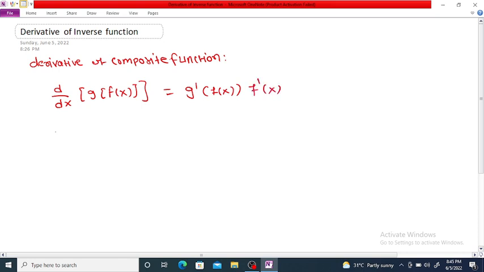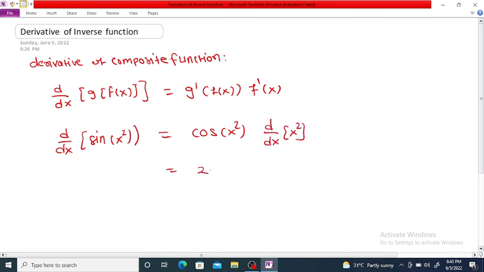For example, suppose you want to determine the derivative d by dx of sine x square. This is equal to the derivative of sine, which is cos, and again the derivative of x square. So this is equal to 2x cos of x square.